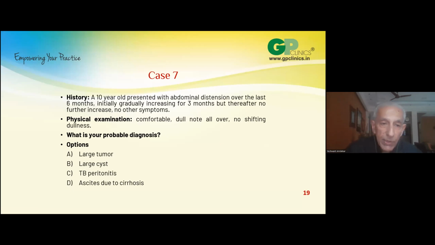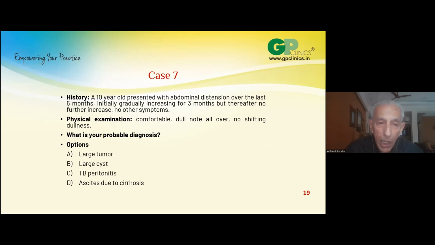And the same is true about TB peritonitis, which presents largely with either an ileocecal junction peritoneal disease or often ascites. But I've said no shifting dullness, so this is not ascites. TB peritonitis presents with ascites, and cirrhosis also presents with ascites, but in cirrhosis the person is not comfortable and happy. So it is also not so in TB peritonitis.